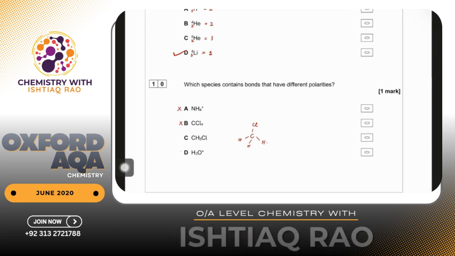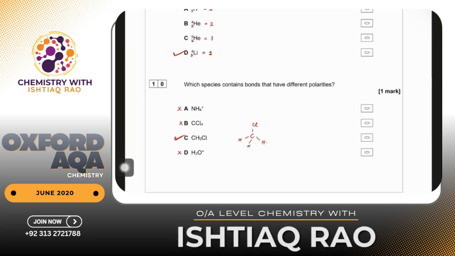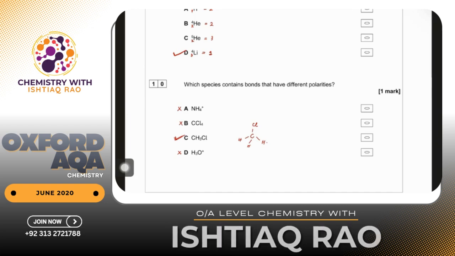It could be CH3Cl. I think it's similar, but the presence of chlorine is destroying the similarity of CH3Cl. If there would be 4 chlorines, yes, I would say that it's similar. If there would be 4 hydrogens, then straight away I would say that it's similar. But if we have 3 hydrogens and 1 chlorine, basically these hydrogens are cancelling the polarities of each other, but the chlorine is not. So due to the presence of chlorine, the molecule is going to be polar. So yes, the answer is C.